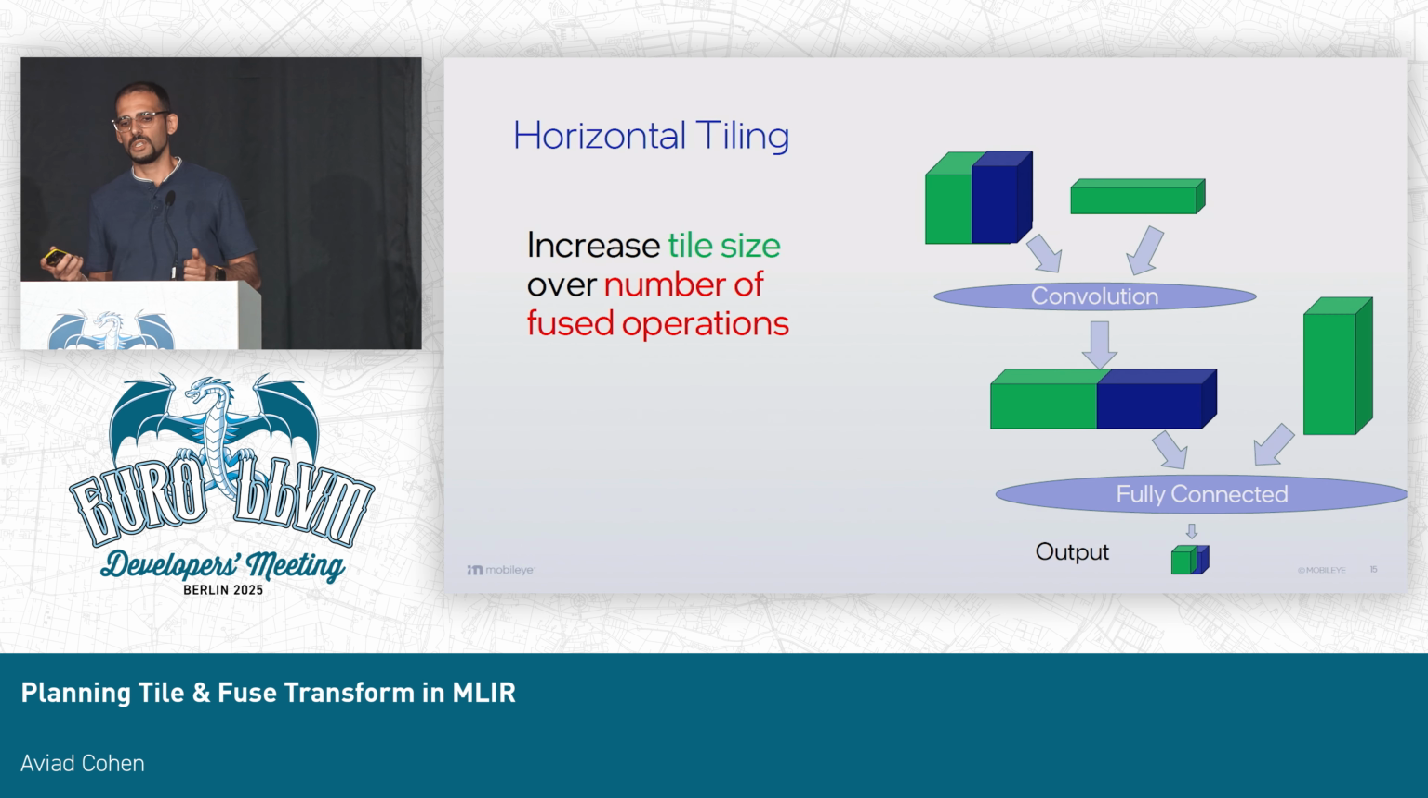The other approach is horizontal tiling. It means that we would like to fuse fewer operations together, but increase the tile size. This, for example, allows us to have a smaller number of tiles and reduces the control flow because we have fewer iterations on each of the tiles.